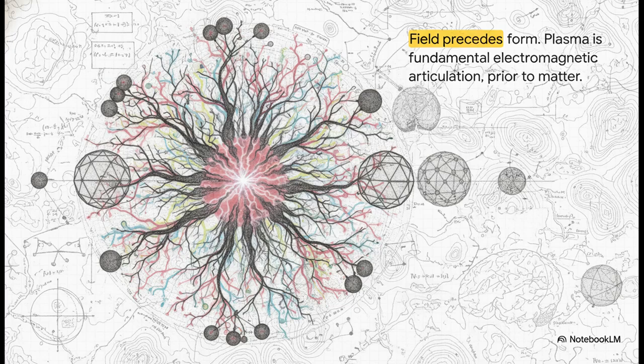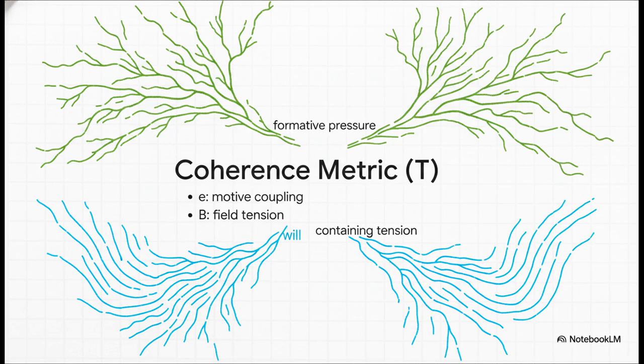Plasma is that fundamental expression of electromagnetic articulation before it stabilizes into standing wave patterns. Field comes first. Relation precedes the thing. Address precedes occurrence. But why do some forms persist while others just vanish? Well, this stunning equation maps coherence. Let's break it down conversationally.